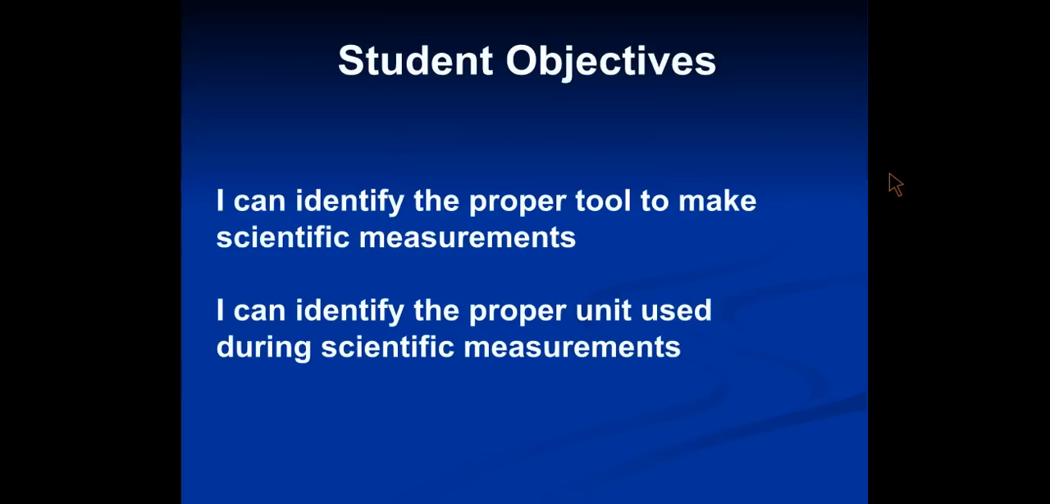First, our objectives. You are going to identify the proper tool to make scientific measurement. Then you are going to be able to identify the proper unit to make scientific measurement. Just a quick definition: a unit is a word used to describe a number. So think seconds, miles, laps, meters. These are all things you probably have done before. We are just going to learn proper vocabulary for class.